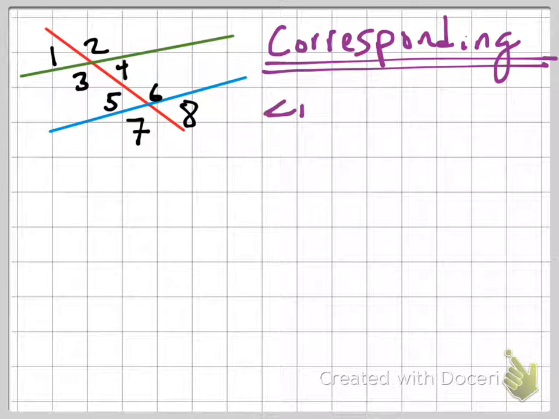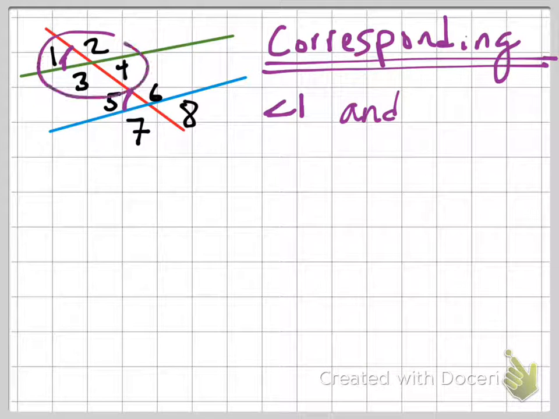Angle 1 is corresponding with angle, let's take a look. Angle 1's position is in the same position as angle 5, right? They're both in the top left corner of each of these individual sets. You got 4 here and 4 there. So angles 1 and 5 are corresponding angles.